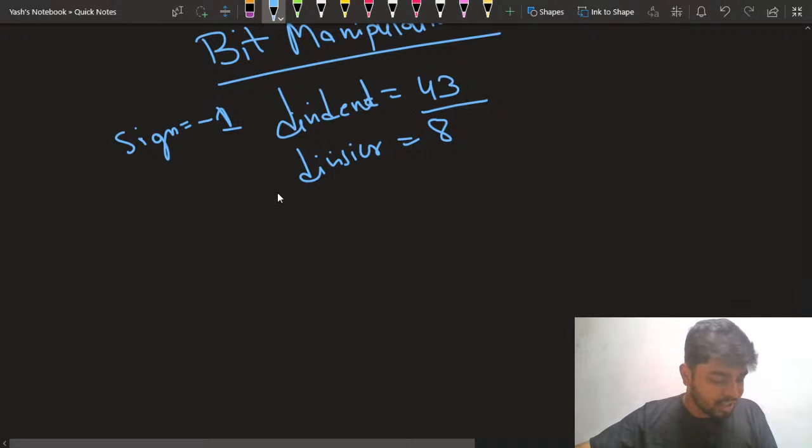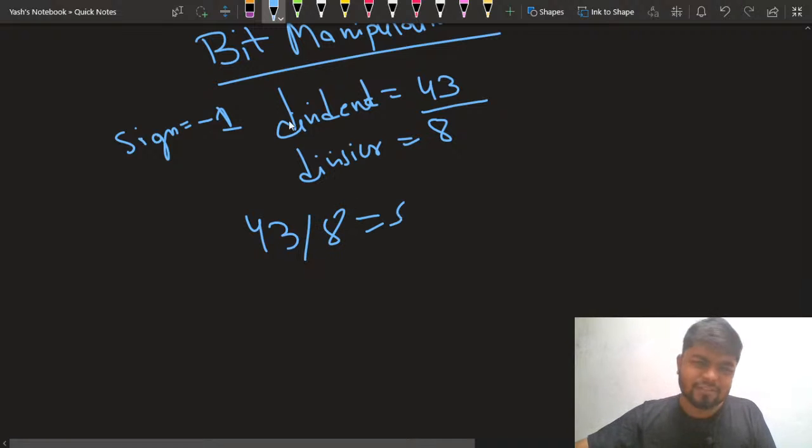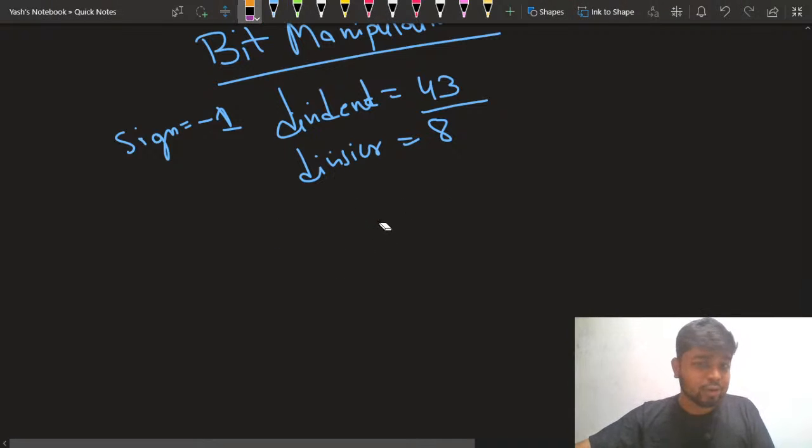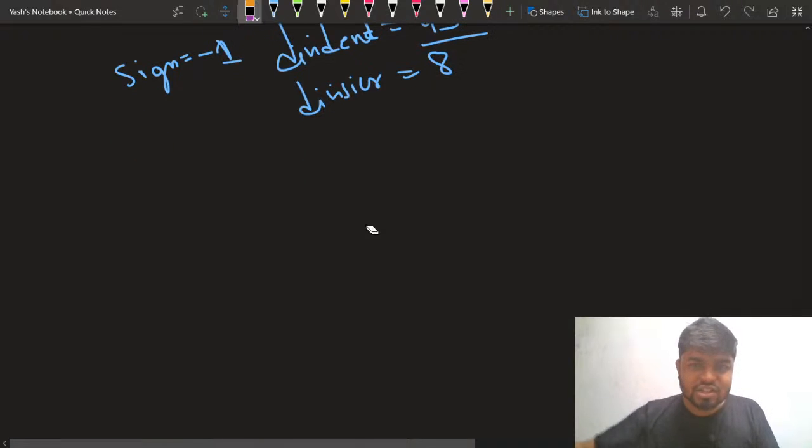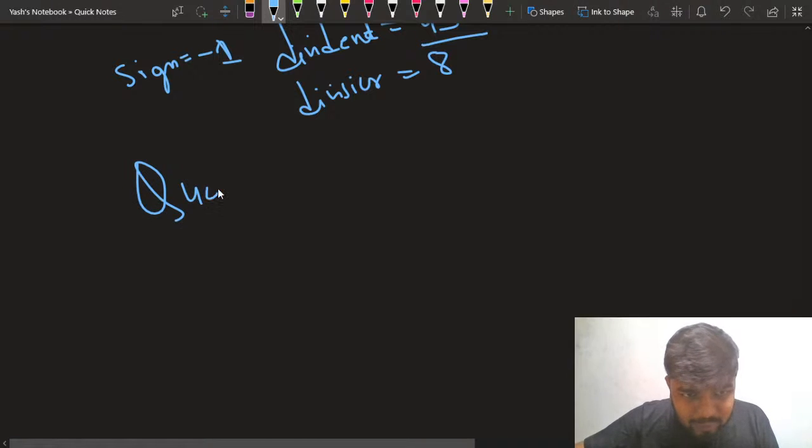Okay, Sparsh. Now you have 43. Divide by 8, you get 5. You will say, okay, but how can we try to generate this? Can anyone suggest how we can try this? What you have to do is find the quotient.